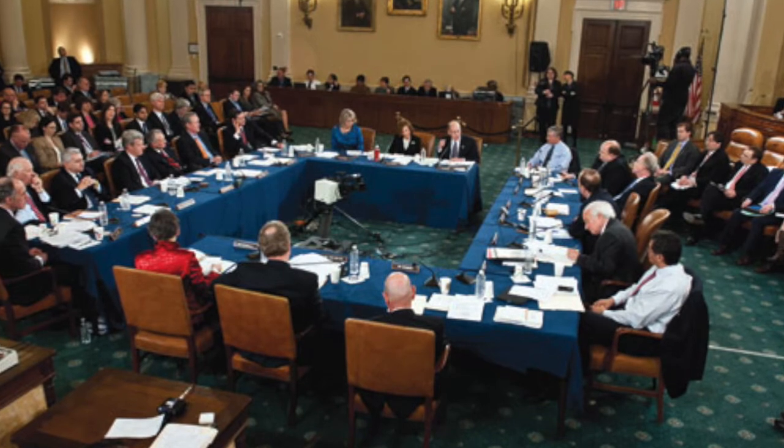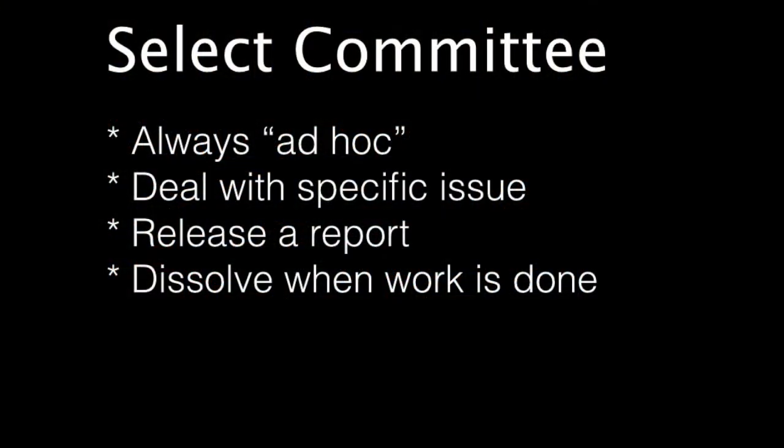The first type of committee is called a select committee. A select committee is an ad hoc committee, meaning that it's temporary. Select committees deal with specific problems or issues that are facing the United States. So some examples are the failure of the federal government during Hurricane Katrina, the failure of the government to detect the attacks of 9/11.